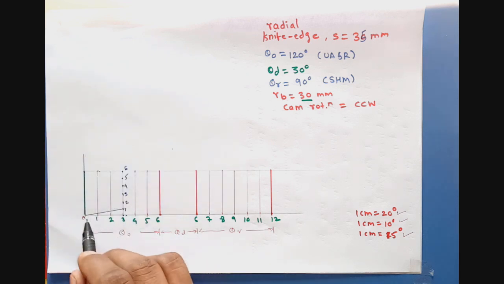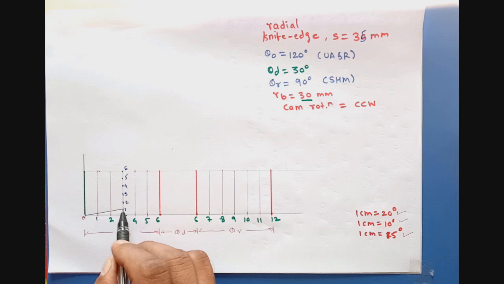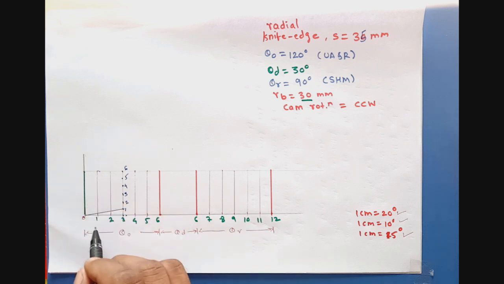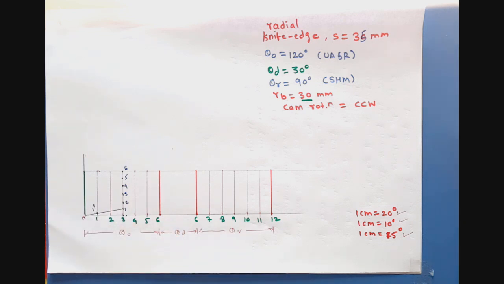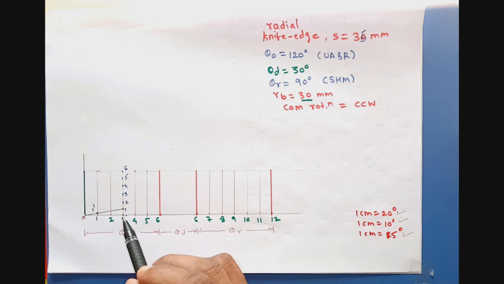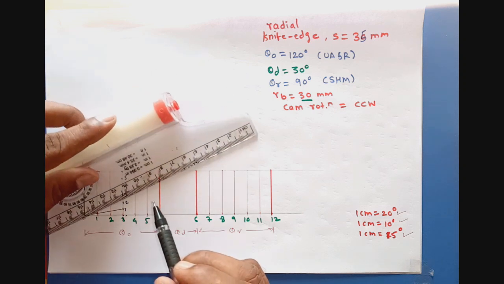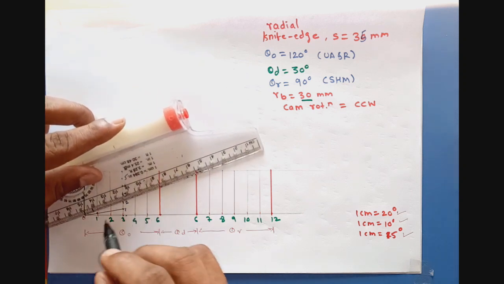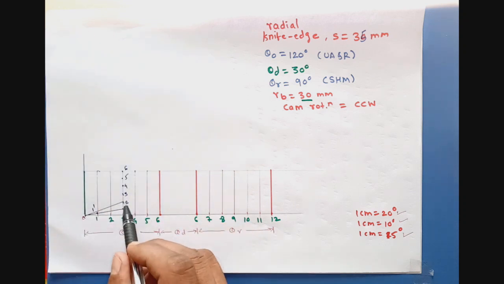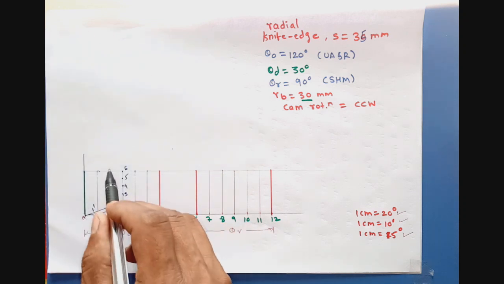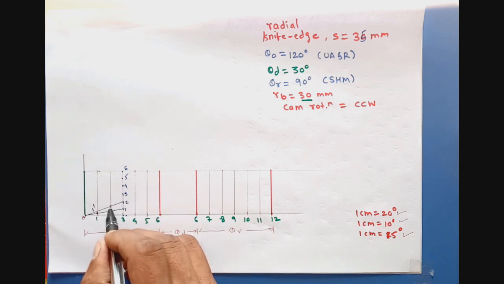And now this line, which is joining point 1, will cut the division line number 1 at 1 dash. So intersection of 1, 1 will give 1 dash. Now I will join origin to point number 2. Now this line joining 2 will intersect the division line number 2 at 2 dash.